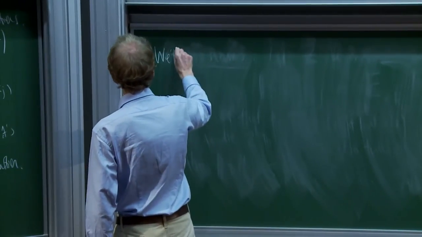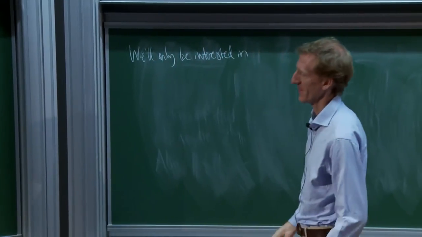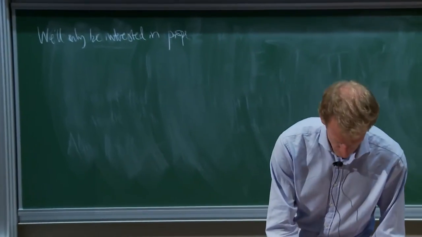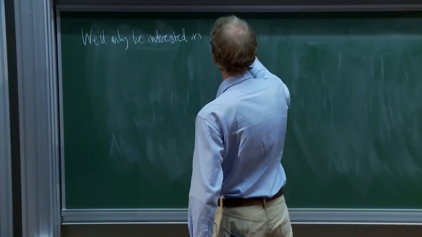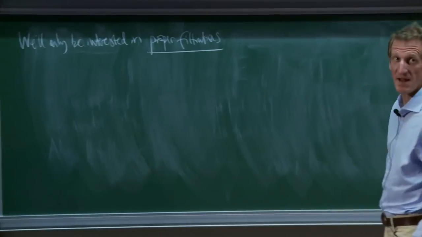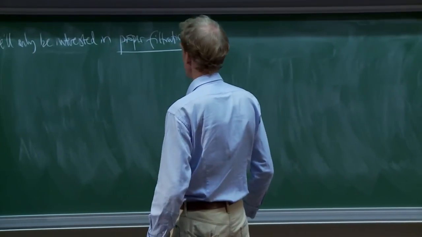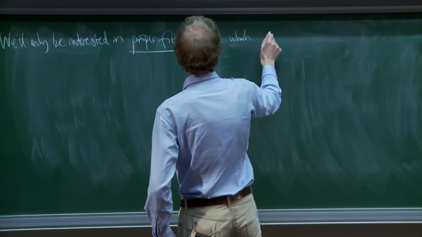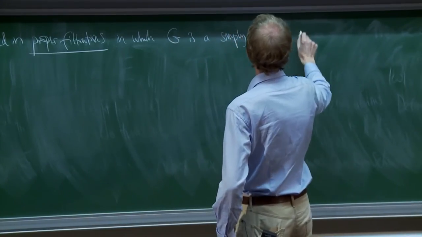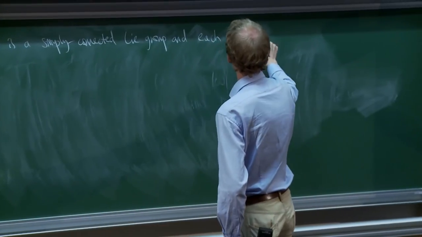So we'll only be interested in, and I'm not very happy with this piece of nomenclature, but let me say a proper filtration. Maybe I should call it a Lie filtration. I think that's a better term, but let's stick with proper filtration. So these are ones in which everything involved is a closed and simply connected Lie group. So G is a simply connected Lie group, and each G_i is a closed connected subgroup.